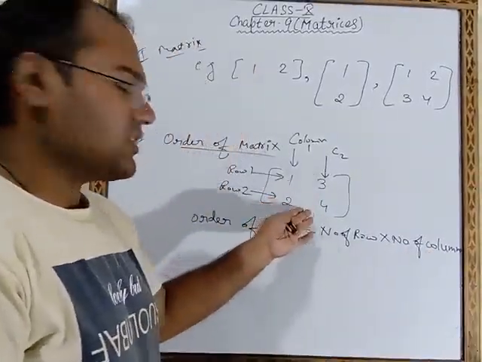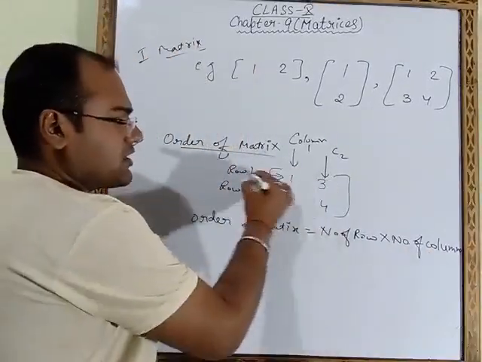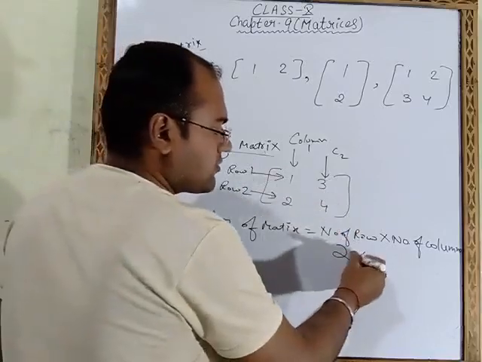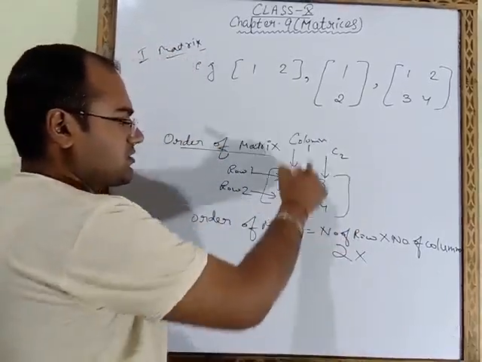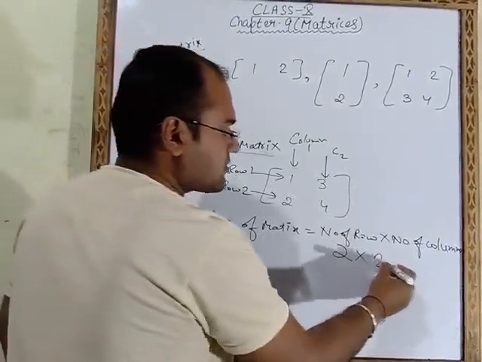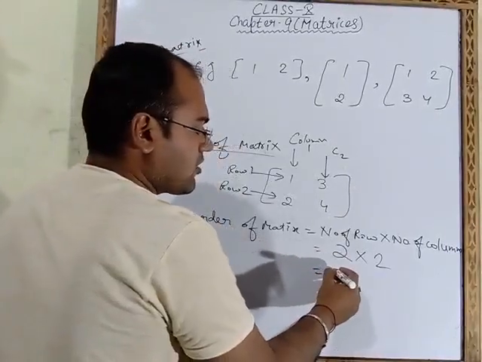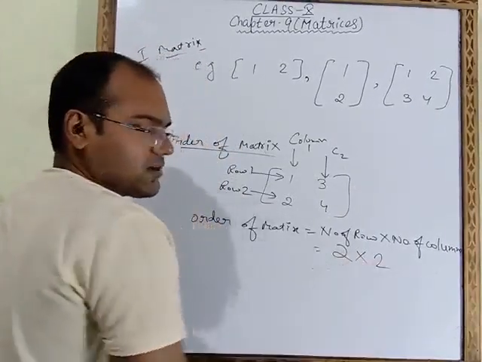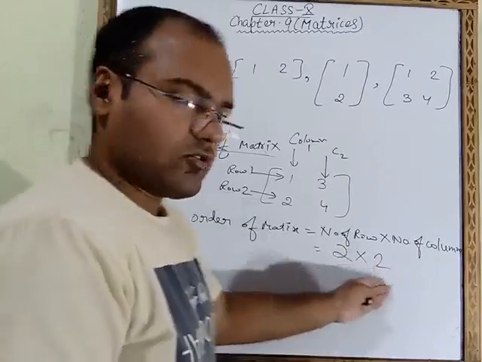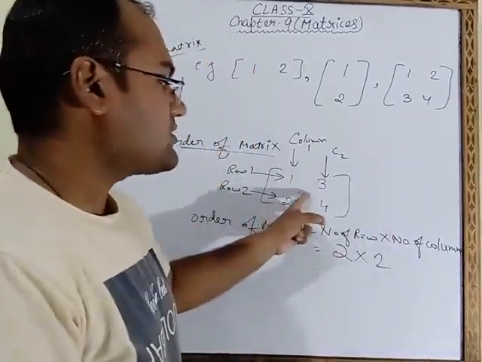Let's take the example of this matrix. How many rows are there? 1, 2. So the number of rows is 2. Multiply columns. This is the first column, this is the second column. The number of columns is 2. So the order of the matrix is 2 by 2. We will read it as 2 by 2. So the order of this matrix is 2 by 2.